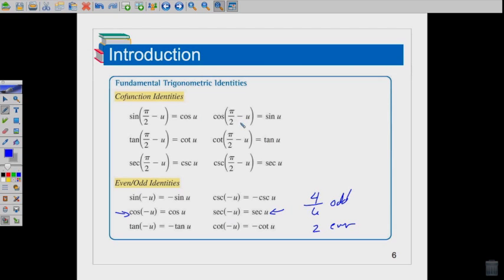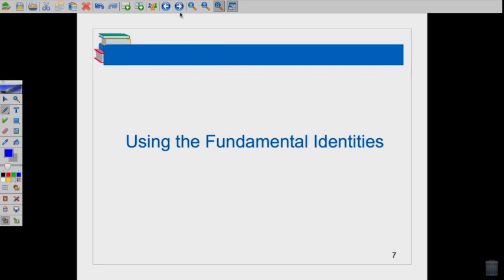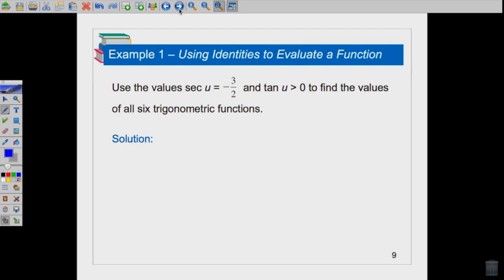The cofunction identities come from a few sections back, where we focused on trying to find reference angles. These are just a way of formalizing the idea of reference angles. Alright, so let's use them.